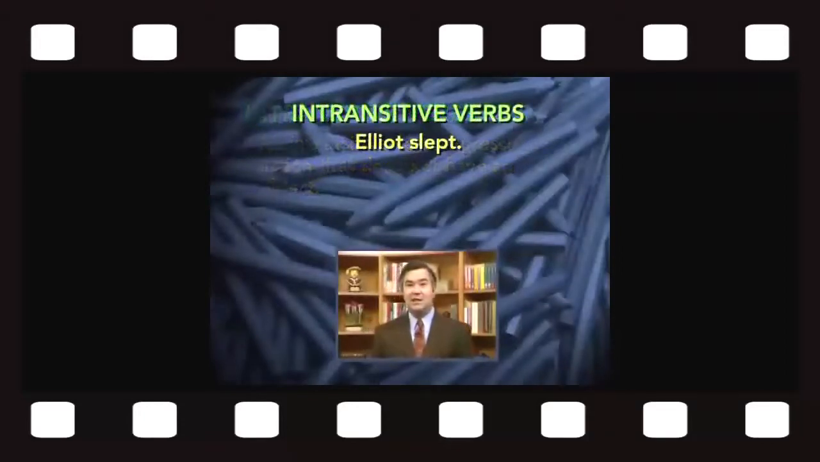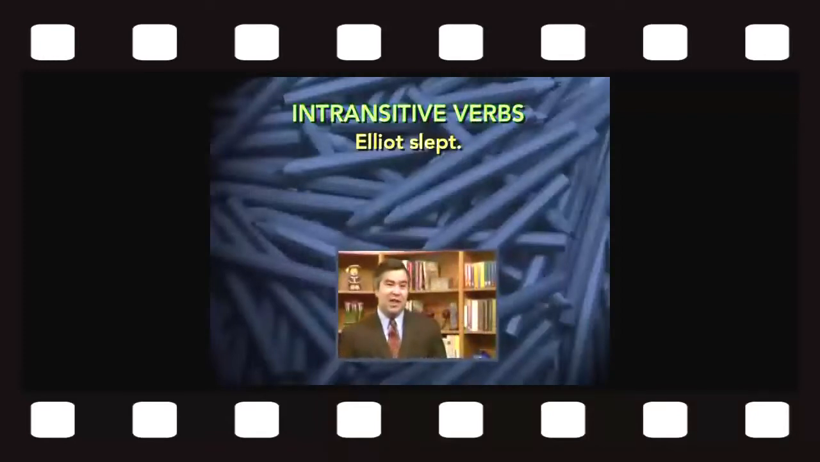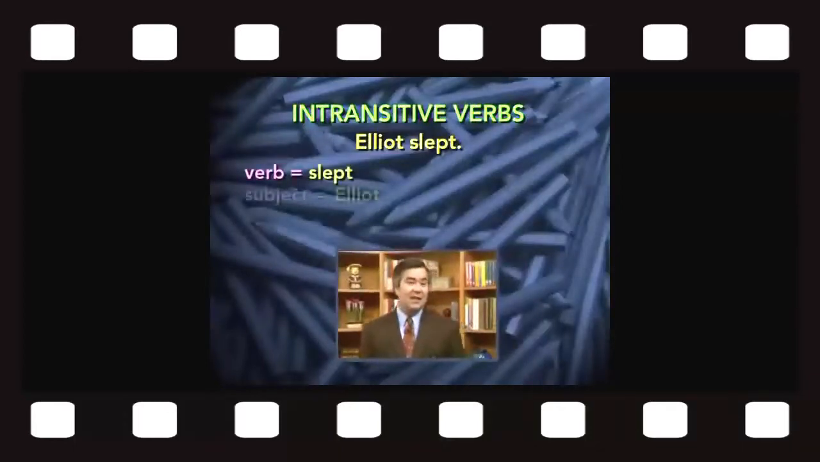Take a look at this sentence. Elliot slept. This is a short sentence, only 2 words, but it is a complete sentence. It has a subject and a verb, and it expresses a complete thought. In this sentence, the verb is slept, and the subject is Elliot. And the verb does not have any object. It expresses a complete thought without having an object. We don't need to ask, what did Elliot sleep? Because the meaning is complete without any object.